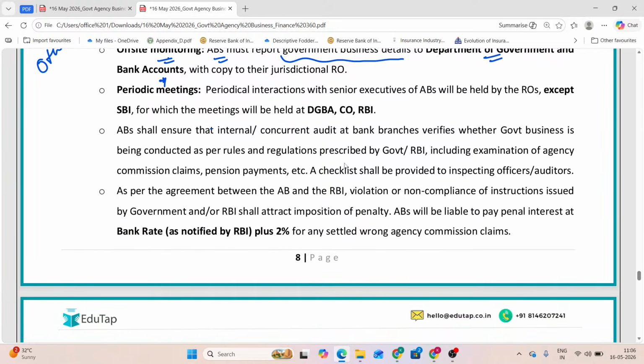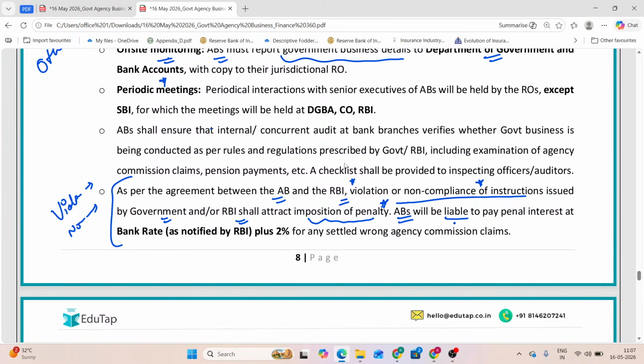Now, the important point here is that as per the agreement between the agency bank and the RBI, the violation or non-compliance of instructions issued by the government and or RBI shall attract imposition of penalty. So if there is any violation done by the agency bank, or any non-compliance of the instructions, in this case the penalty will be applied on the agency banks.